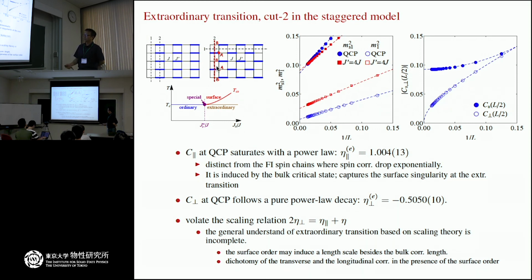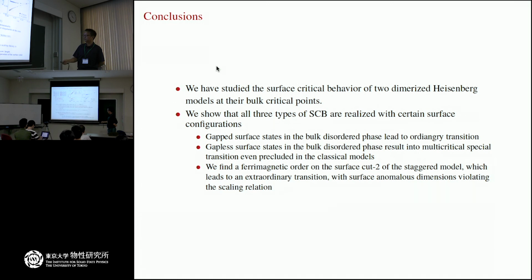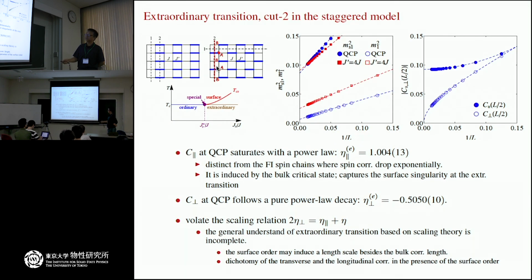So maybe there's a surface order that may induce a length scale besides the bulk, the surface correlation length. Because this scaling relation we counted is based on there being only two lengths, right? Surface and the bulk correlation.